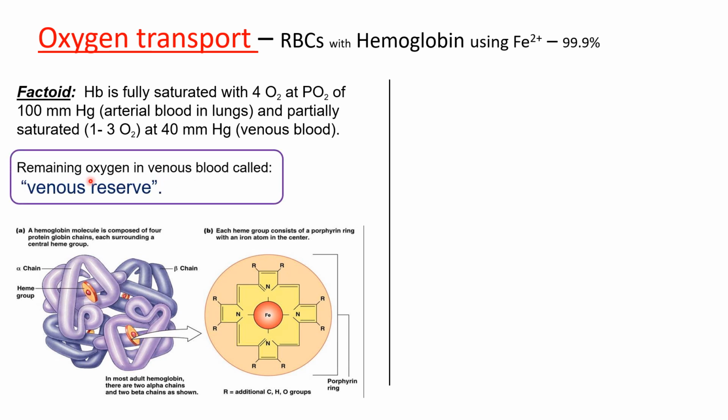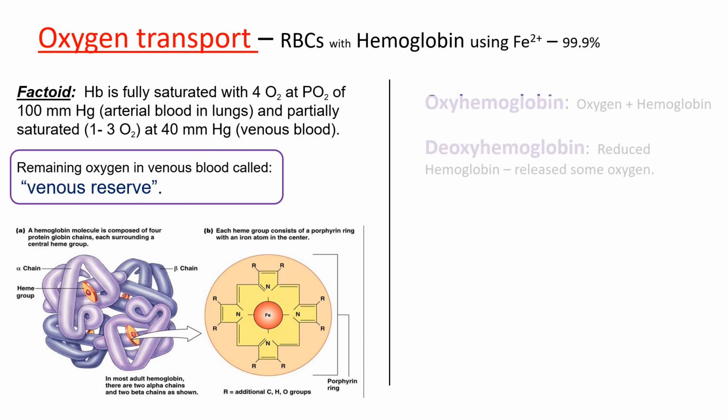Now, there is oxygen even in deoxygenated blood. So if around 100 millimeters of mercury saturate, it turns out that when venous blood comes back, it's still at about 40. So there's a little bit of oxygen left over, even though the hemoglobin isn't fully saturated. And that's known as the venous reserve of oxygen.